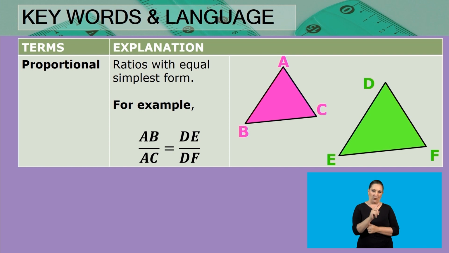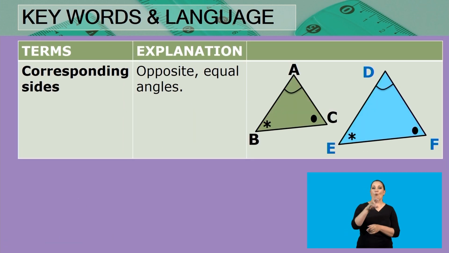So when we are looking at AB divided by AC, that would be equal to DE divided by DF. Now, this doesn't mean that AB is equal to DF, but what it does mean is that after we divide AB and AC, that simplest form will be equal to DE divided by DF, and that would mean that they are in proportion. Then we have the corresponding sides, and these are opposite the equal angles.